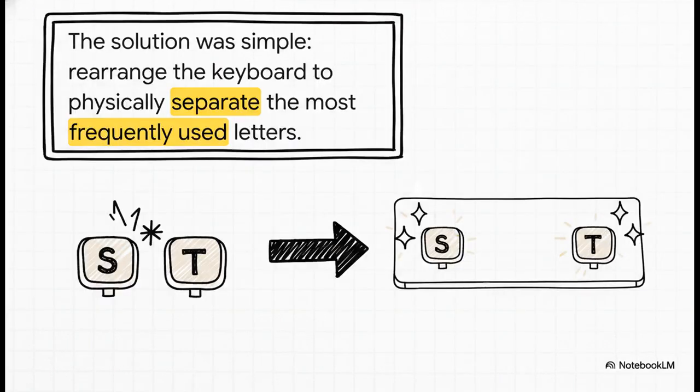So the fix seemed pretty simple, right? If the common letter pairs are causing jams, we'll just move those letters apart. This clever little engineering hack is what gave us the QWERTY layout. See, it wasn't designed to be ergonomic or fast for you. It was designed purely to stop the machine from breaking down.